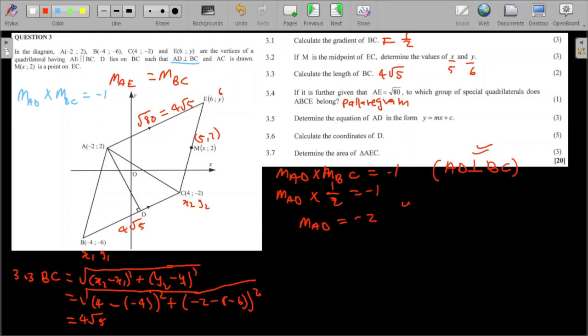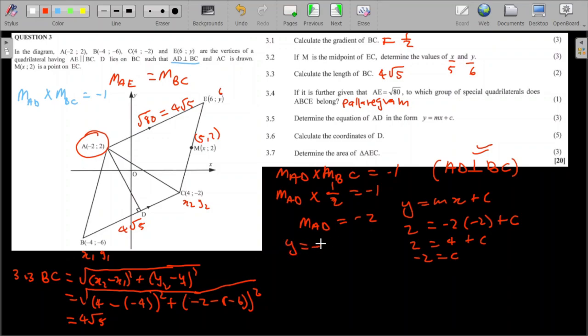So after having the gradient, y equals mx plus c, using the point A. It's going to be 2 equals negative 2 times x as negative 2, plus c. Then 2 times this is positive 4 plus c, and then my c is going to be negative 2. So the whole equation is going to be y equals negative 2x minus 2. So that's the equation of AD: y equals negative 2x minus 2.